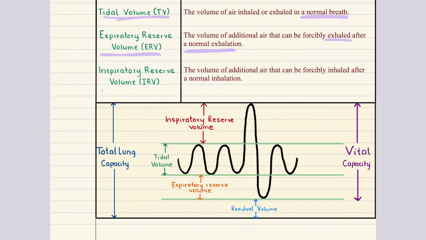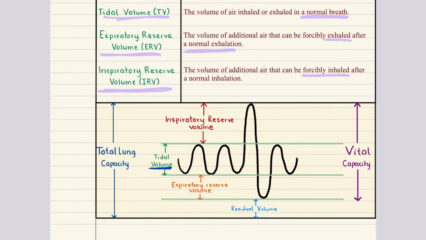Finally, we have inspiratory reserve volume, or IRV. This is the extra amount of air that you can forcibly inhale after taking a normal breath in. Now, if you look at the diagram here, you can see how all of these volumes fit together in a full respiratory cycle. Right in the middle, we have tidal volume, which reflects our regular everyday breathing. This is the amount of air you inhale and exhale at rest.